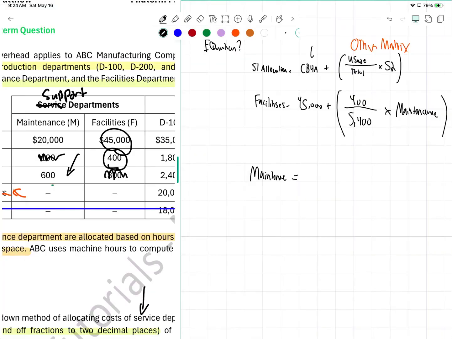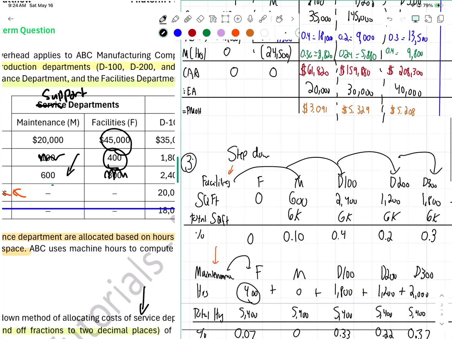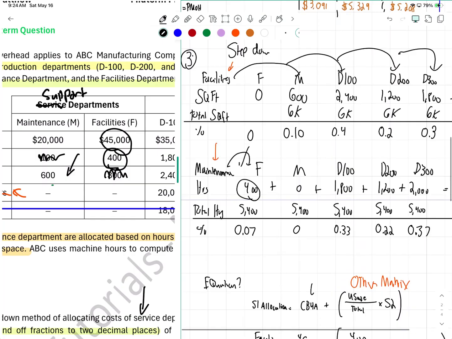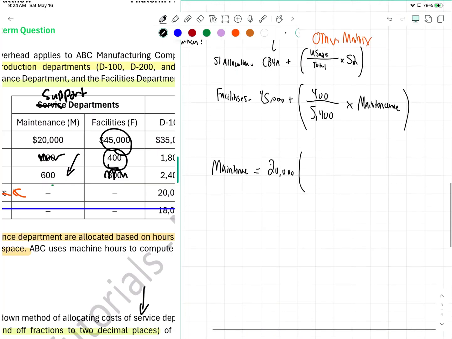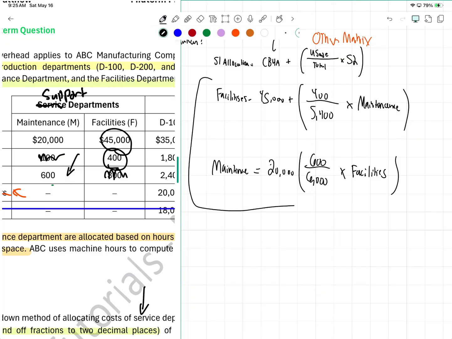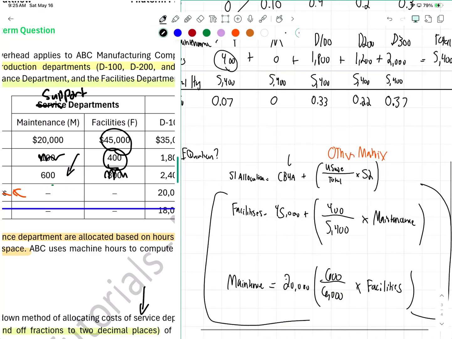Now go with this here, guys. Maintenance. Our cost before allocation for maintenance is 20,000. And now we have to see how much maintenance uses of facilities. Well, looking here, if we're trying to figure out how much maintenance uses of facilities, we have to go to the facilities matrix. And we see here that facilities provides maintenance 600 square feet, 600 of a total 6,000 square feet. So we multiply that times facilities. And that is your matrix here, guys. That is your simultaneous equations, which was just an extra part of the question here.